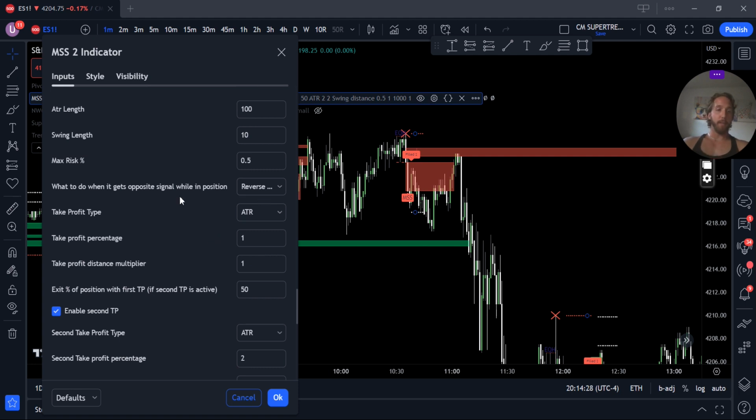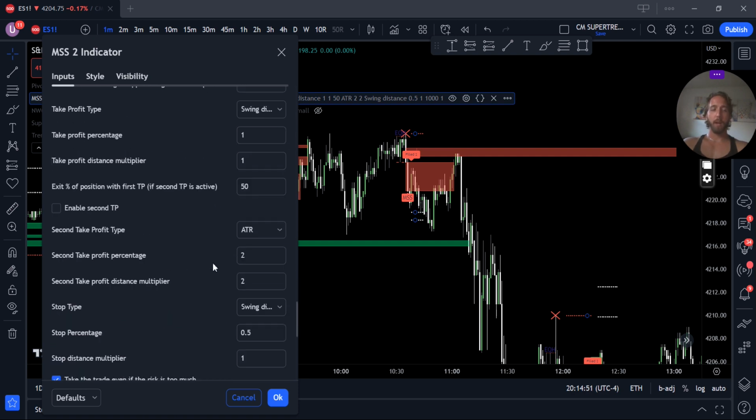So all right, then you have your take profit type, and I don't know why it's on ATR because I do not use ATR for that. I mean, usually I don't. If I'm feeling saucy, maybe. What I usually will do is a take profit at the swing distance. The reason why I do this is because I also do this for the stop loss as well. So let's start there. The stop I do as the swing distance.